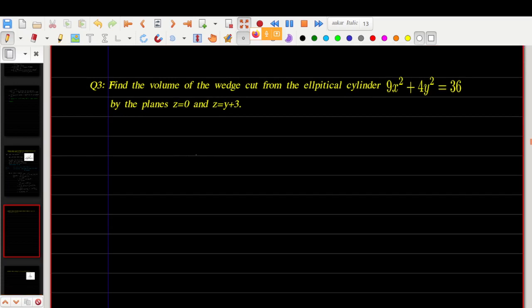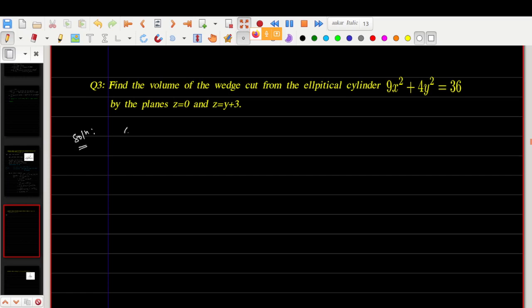Okay, so let's start problem 3. What does the problem say? It says find the volume of the wedge cut from the elliptical cylinder by the planes z equals 0 and z equals y plus 3. Here the picture should help you draw the ranges of x, y and z easily.